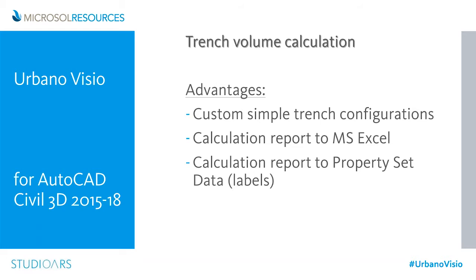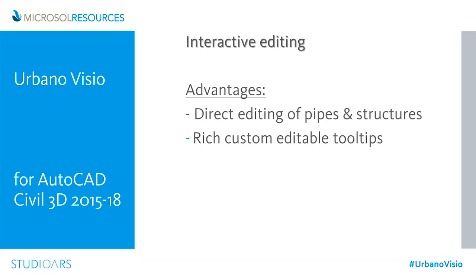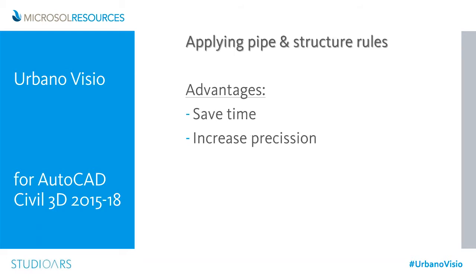Regarding the trench volumes, it's a very simple trench volume calculation. And you can make, of course, your own custom configurations. Once you calculate, the report goes to Excel, and it also goes to property set data, which can be used in labels, for example. Interactive editing, which I'll be showing. So it's direct editing of pipes and structures in the plan and profile views. And also, this tool can be used actually as a rich tooltip of sorts. So I will be showing all of this.